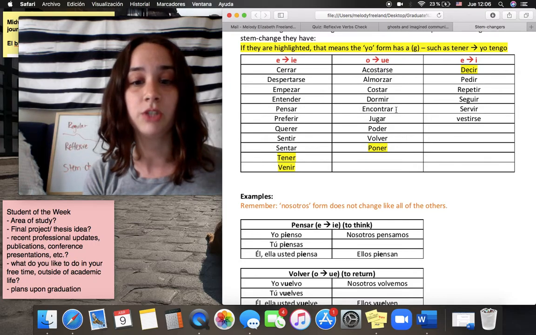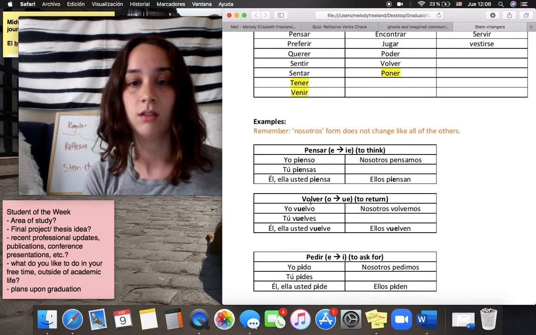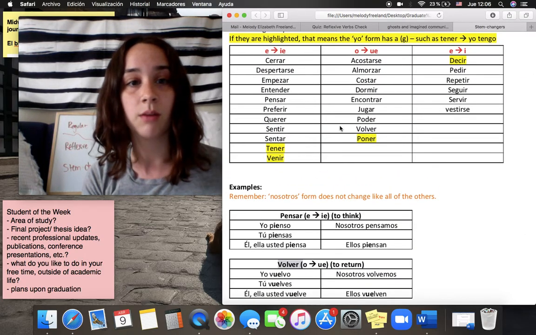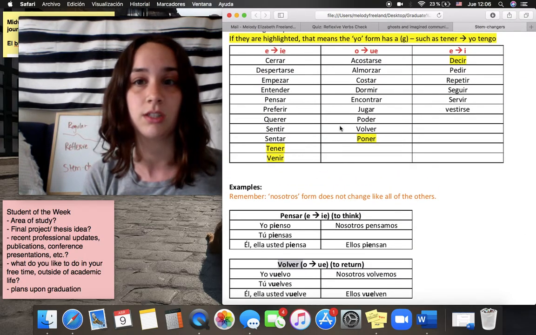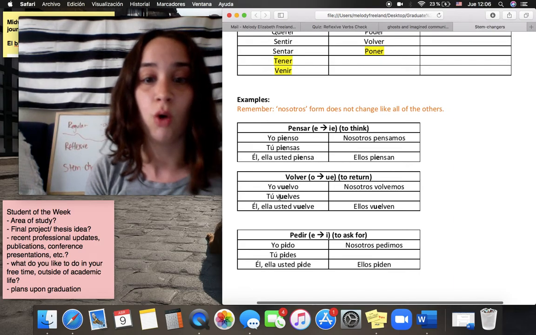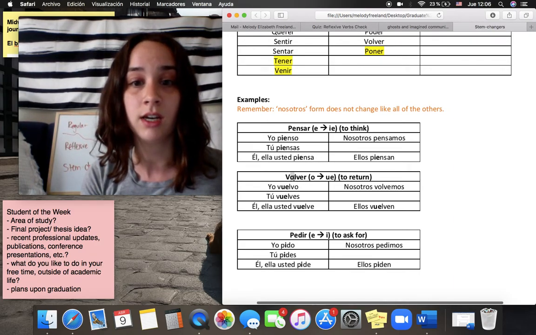So those are stem changers, right? This is another example, volver, to return. This is just another verb where in Spanish we always have to change the stem. So when we conjugate it, the O turns into a UE. Yo vuelvo. The O here turned into a UE.